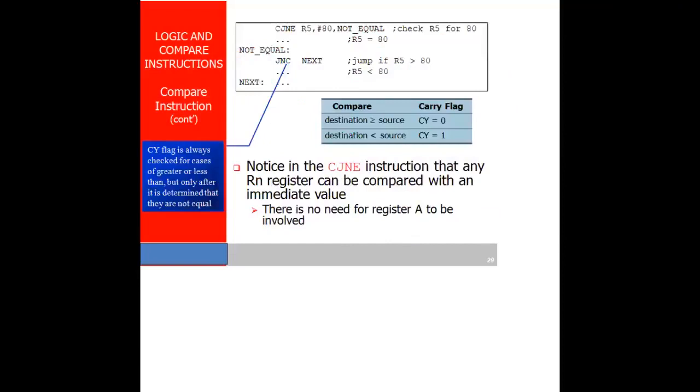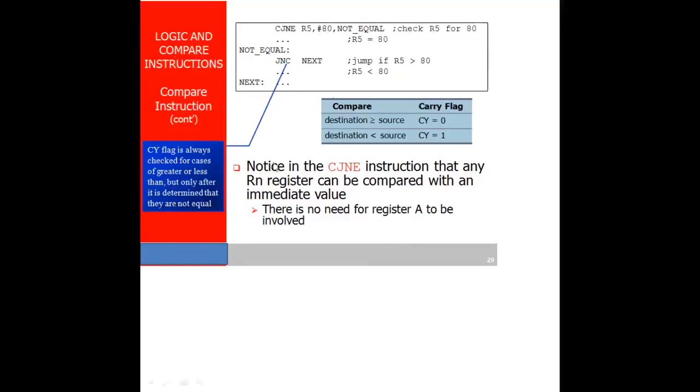If we write the instruction CJNE, then what will happen? It will compare the value which is stored inside the destination with the source, and check whether the destination is greater than or equal to the source value. At that time the carry flag will be equal to 0, and whenever the source is greater than the destination value, then the carry flag will be equal to 1.